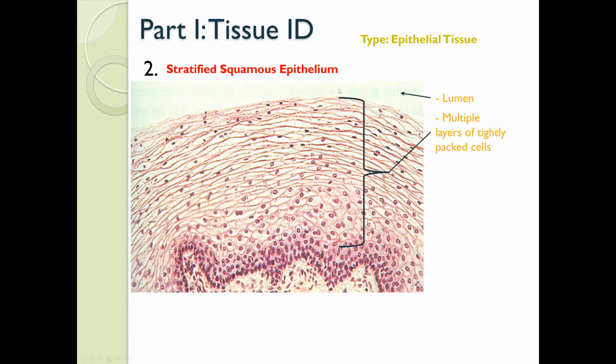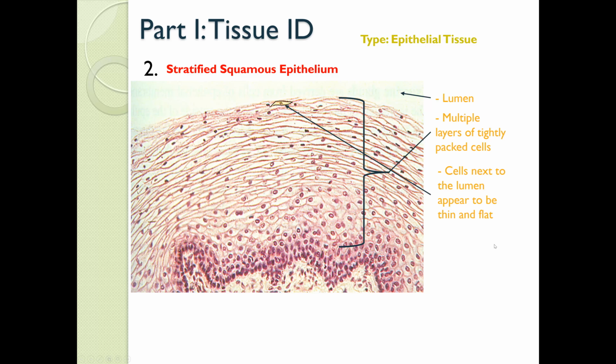The second thing we notice is that we have multiple layers of tightly packed cells. And remember, one characteristic of epithelia is that they are tightly packed. And then we would have looked at the shape of the cells next to the lumen and seen that they appear to be thin and flat. So all of that together would have told us that this is stratified squamous epithelium.